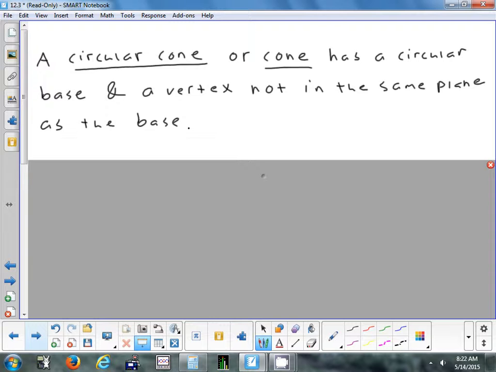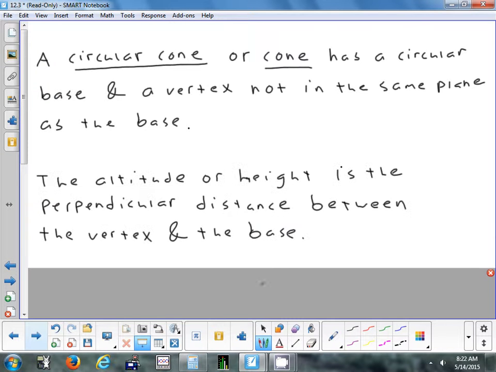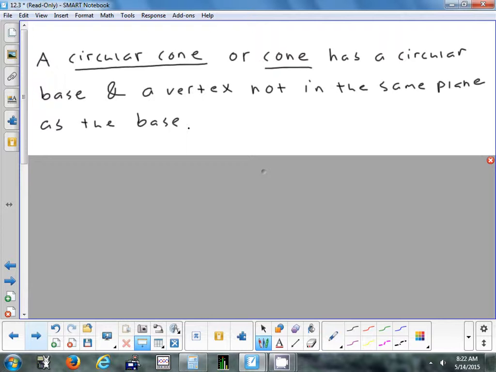A cone is not a polyhedron, because the base is not a polygon. You have a circle as your base, and you have a vertex that's not in the same plane as the base. Basically, what that means is the vertex has to be up above the base. If the vertex was right on the base, you'd have a circle.